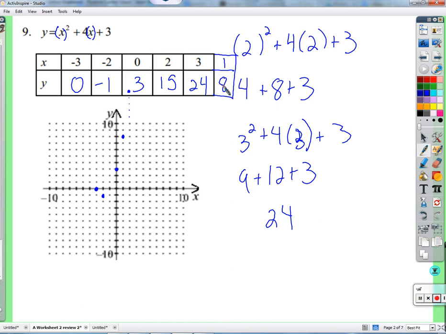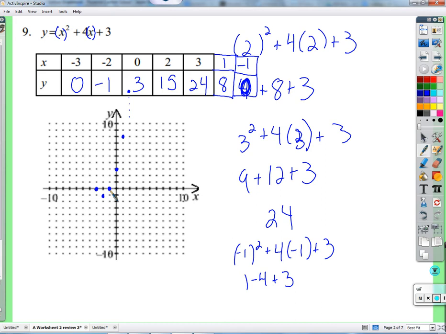Extend the table until you get points to the degree that you feel comfortable graphing the shape or connecting the points, okay? Let's do negative 1. Put negative 1 in there. That's going to be negative 1 squared plus 4 times negative 1 plus 3. What's negative 1 squared? Negative 1 times negative 1, right? Because the negative 1 is in the parentheses. We're going to multiply negative 1 by itself, so we get 1, and then 4 times negative 1 gives us a minus 4, plus 3. 1 minus 4 plus 3 is 0. So we extend the table even more, negative 1 gives us a 0.